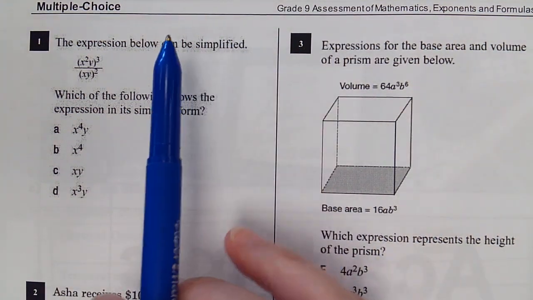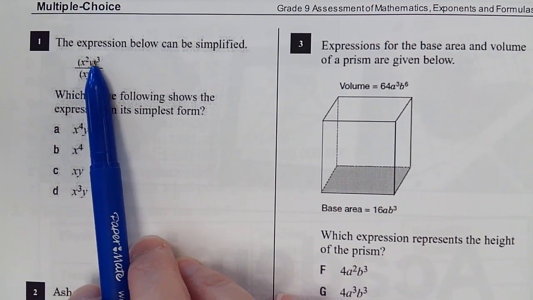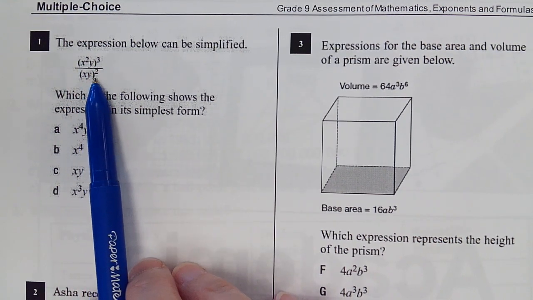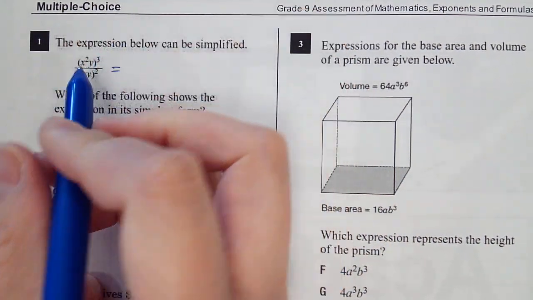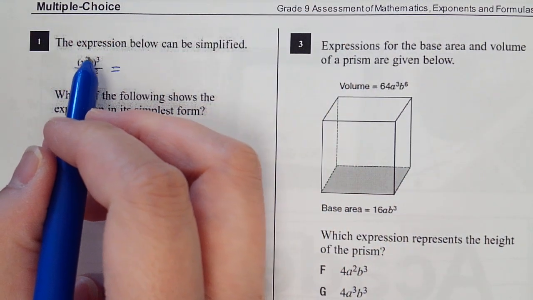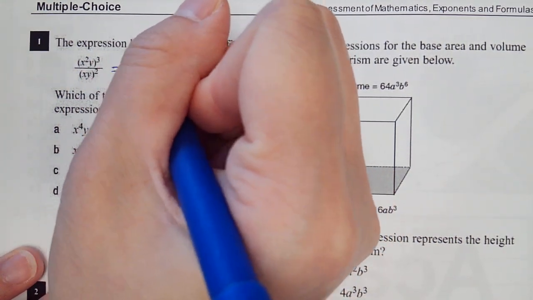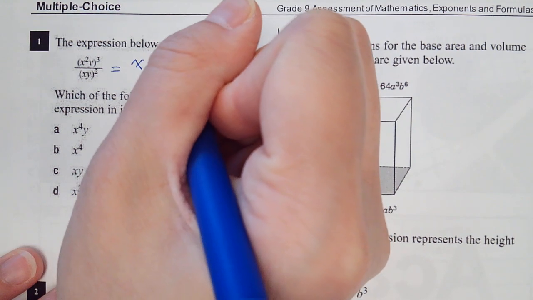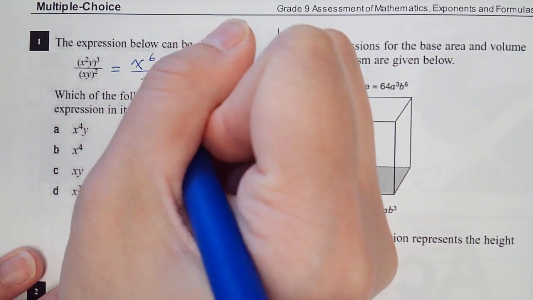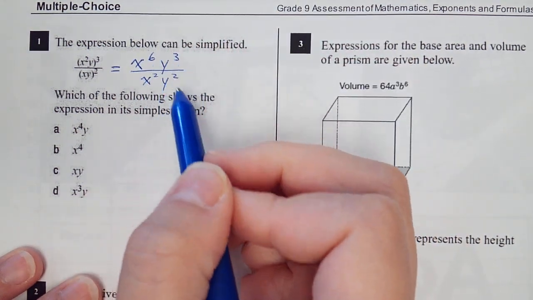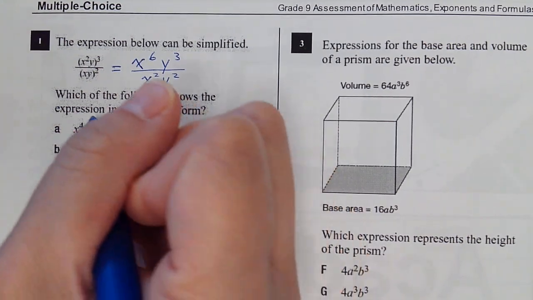Okay, so number 1. I do have to clean up my numerator and clean up my denominator first before I divide. So when I apply my exponent, it means I'm multiplying because it's a power raised to another power. So x to the power of 6, y to the power of 3 over x squared, y squared. And then when you divide, you would subtract the exponent. So what's the answer for the first one? A.